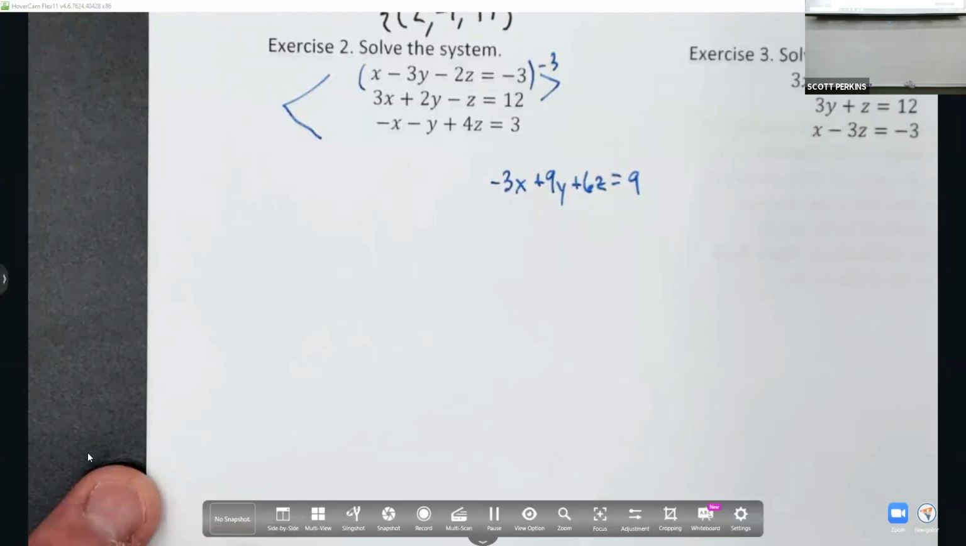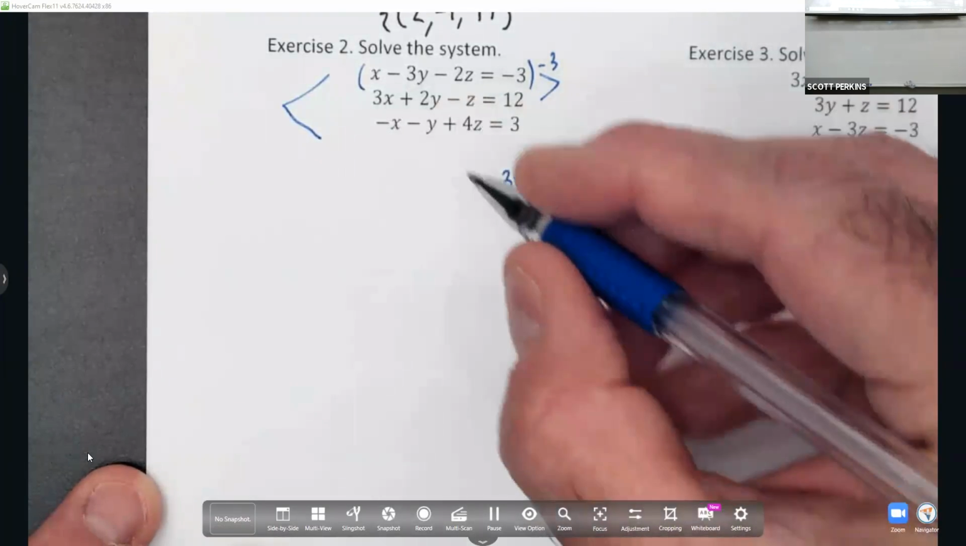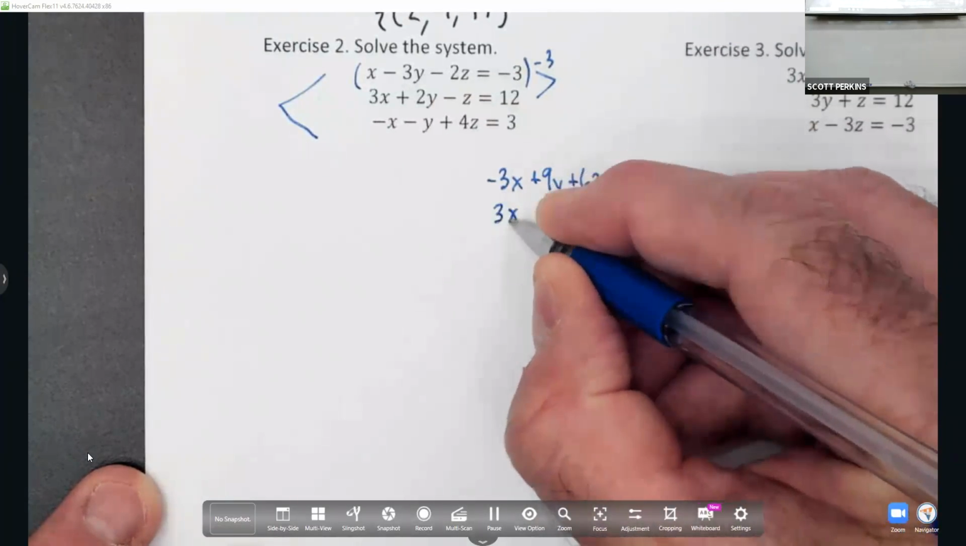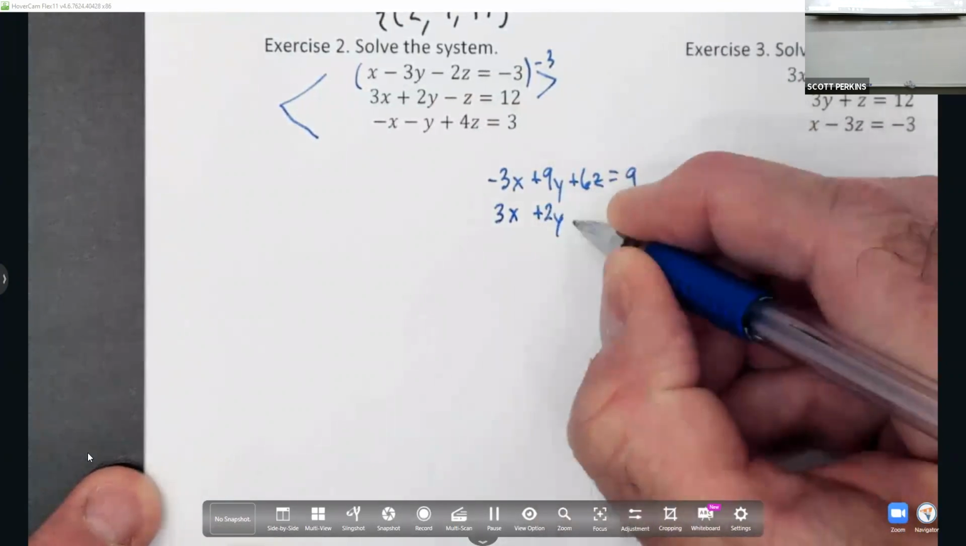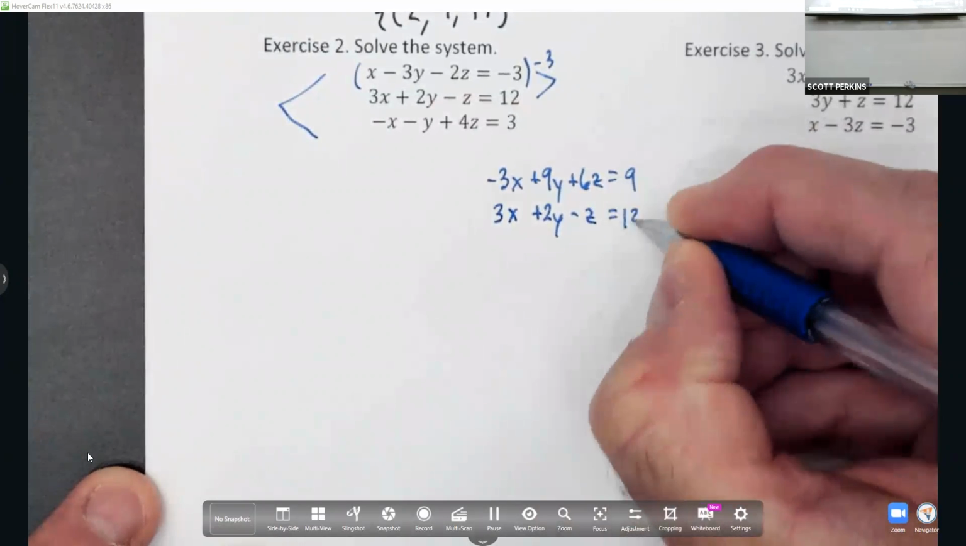Anybody got a procedural question? Anything you're not following along or understanding what I did or am doing? The middle equation, I am not making any changes to, so I'm just going to rewrite it. 3x plus 2y minus z equals 12.